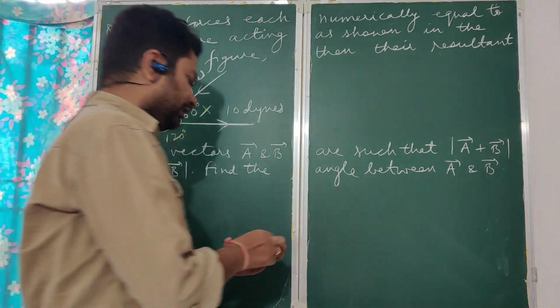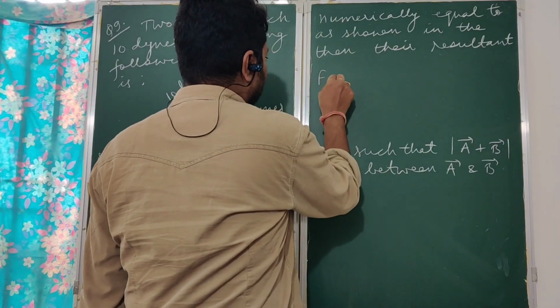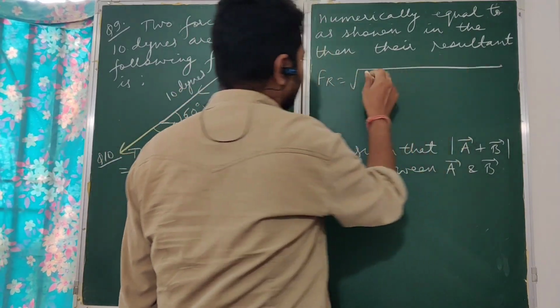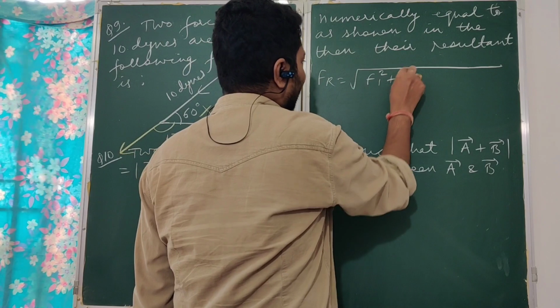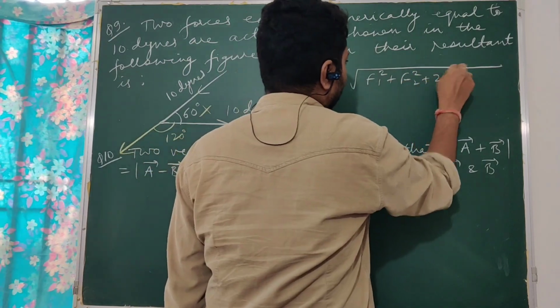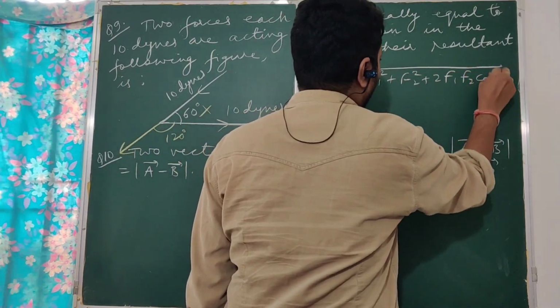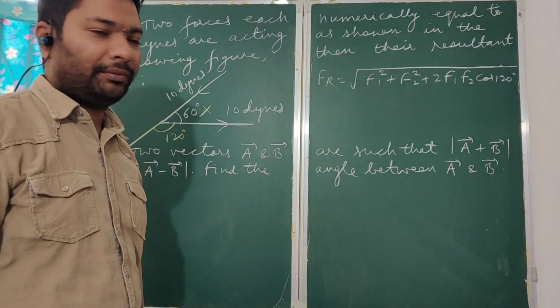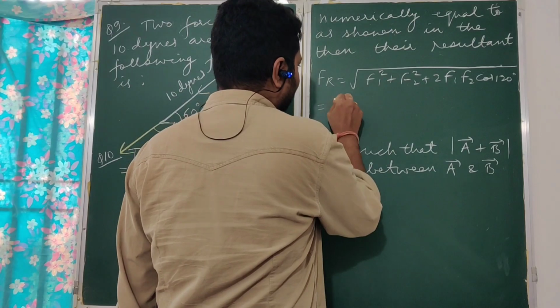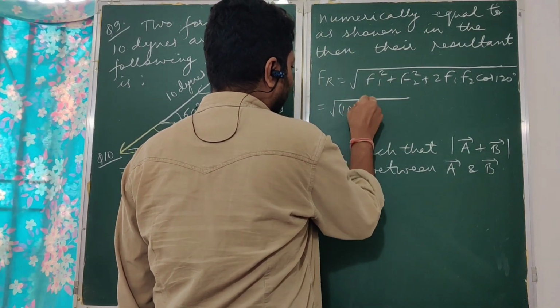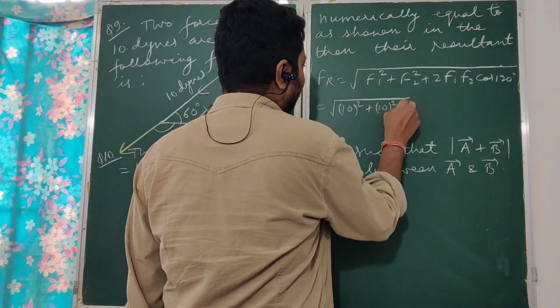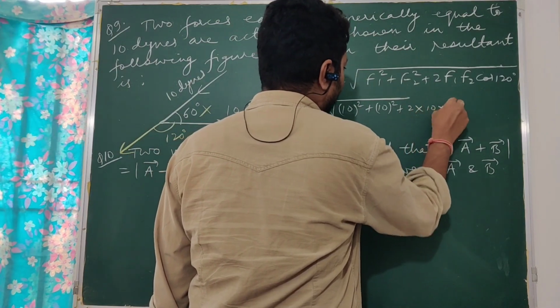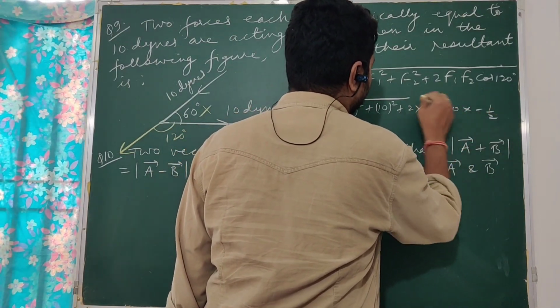So now we can find the resultant. It will be root of f1 square plus f2 square plus 2 f1 f2 cos of 120 degrees. What is cos of 120 degrees? It is minus half. So we can just put here 10 square plus 10 square plus 2 into 10 into 10 into minus half.